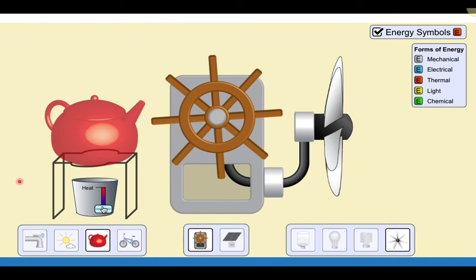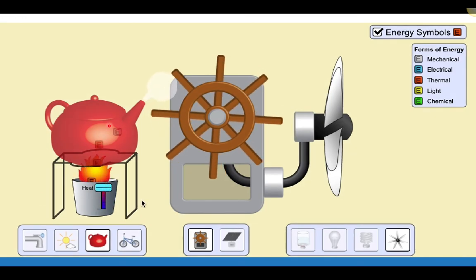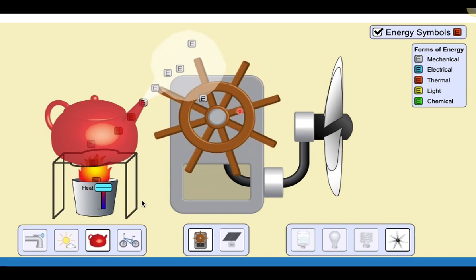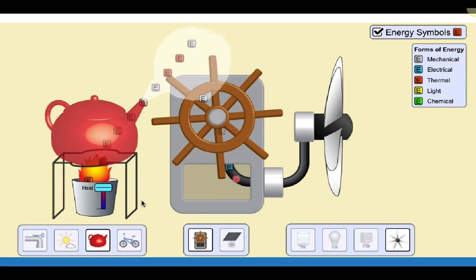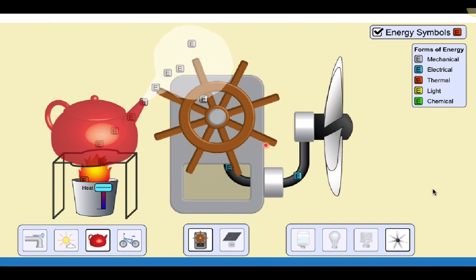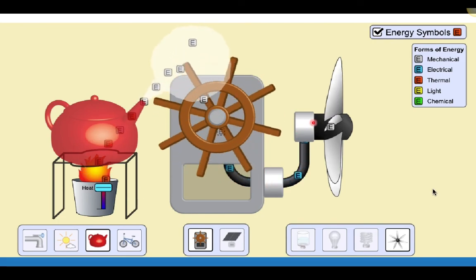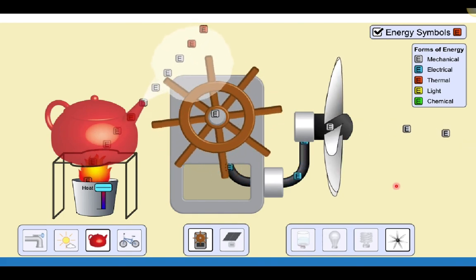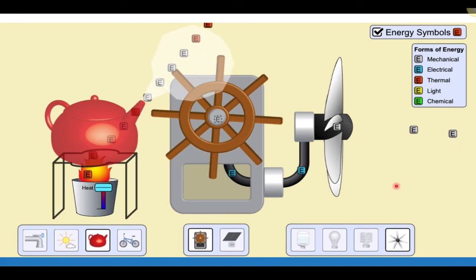And then finally, here's another one. Here I have thermal energy. When I start this and put heat in, it's going to cause steam, and that steam will cause the wheel to turn, which is mechanical energy, converting into electrical energy, and that electrical energy is then converted back into mechanical energy, which causes the fan to rotate.